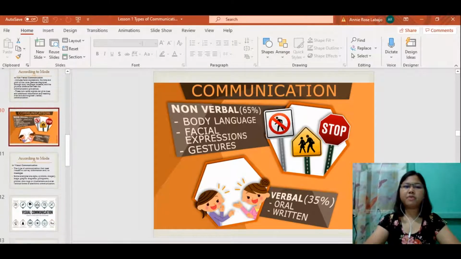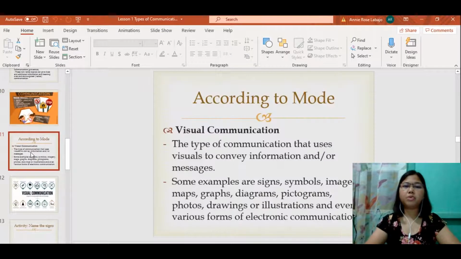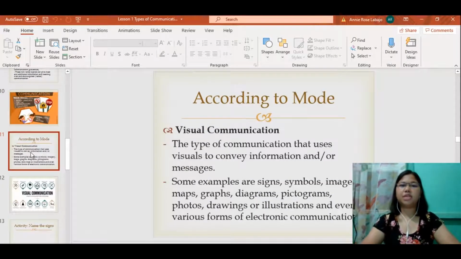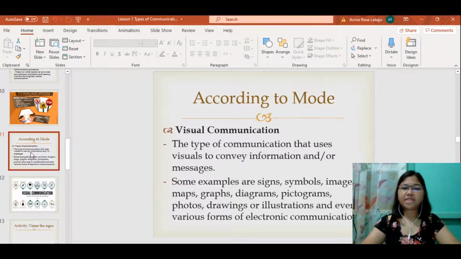And there's another type of communication that is classified according to mode, and that is visual communication. Visual communication is the type of communication that uses visuals to convey information and or messages. Some examples are signs that you see everywhere. You can also see road signs, symbols, imagery, maps, graphs, diagrams, pictograms, photos, drawings or illustrations, and even various forms of electronic communication. Given the time and age, electronic communication is really in right now.